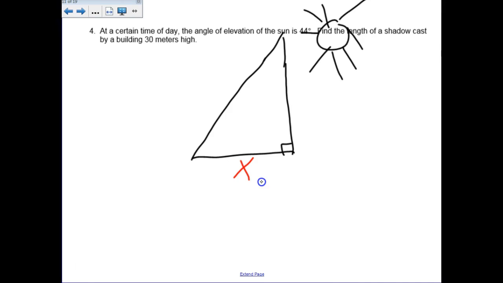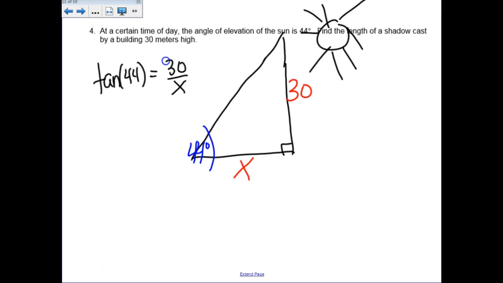The angle of elevation of the sun means if you were on the ground looking up at the sun, that's the angle that you would tilt your head. So where do I put 44 degrees in this picture? Down here. This is 44 degrees. And the 30 is the height of the building. So what trig function are you seeing here, guys? Tangent, very good. Tangent of 44 equals 30 over x.